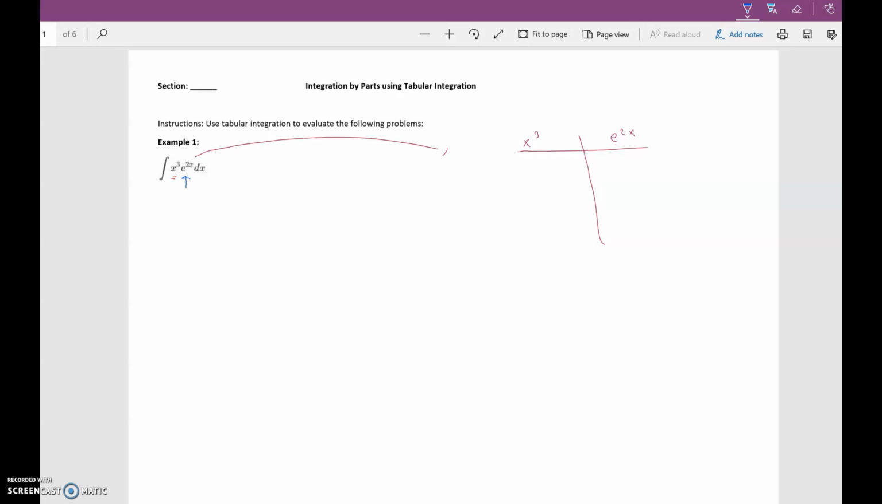So for example, the first term, you're going to have a 3x squared. As you integrate e to the 2x, you're going to get e to the 2x divided by 2. So this is going to be one of the actual terms that we're going to use. Then you're going to take a second derivative and you're going to integrate the previous answer. So you're going to have a 6x and then an e to the 2x divided by 4.